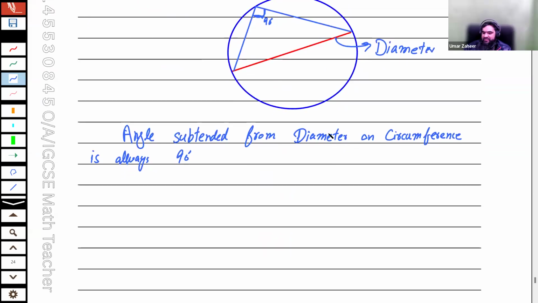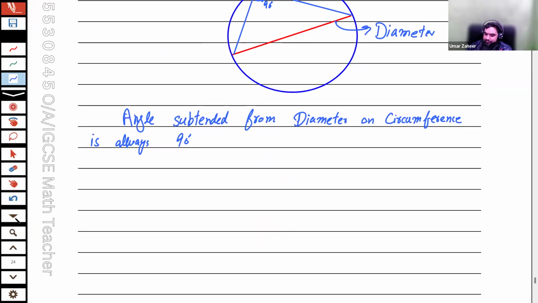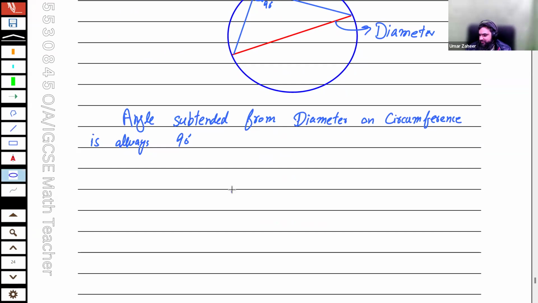Okay, there is another circle theorem. The theorem is, for example, if you have a circle and there is a tangent line on it. Can anyone tell me what a tangent line is?